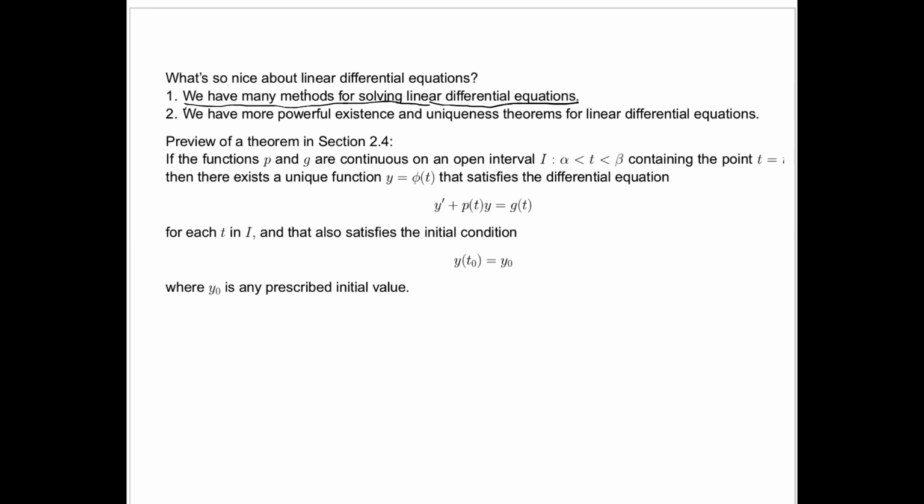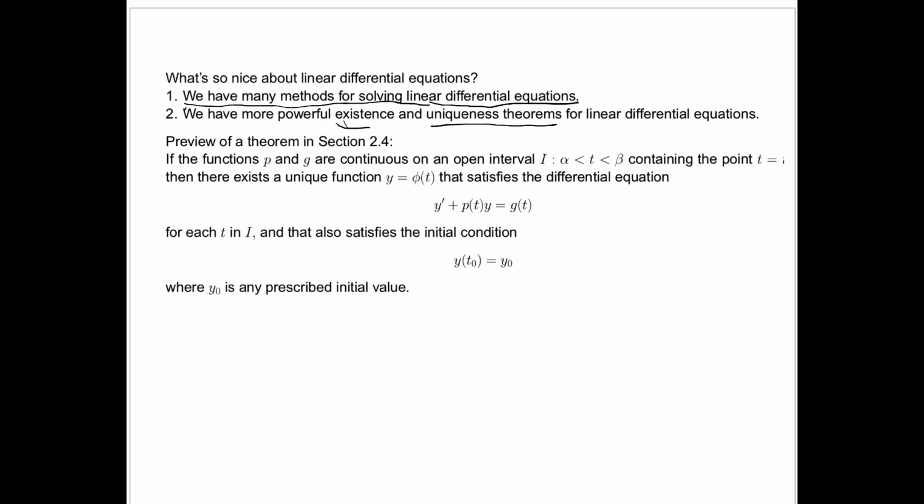What's the second reason they're so nice? Well, reason 2 is we have much more powerful existence and uniqueness theorems. And we haven't talked about those at all yet. I want to just give you a preview of this. This theorem that I'm writing down here will come up in section 2.4, which we'll get to in about a week.